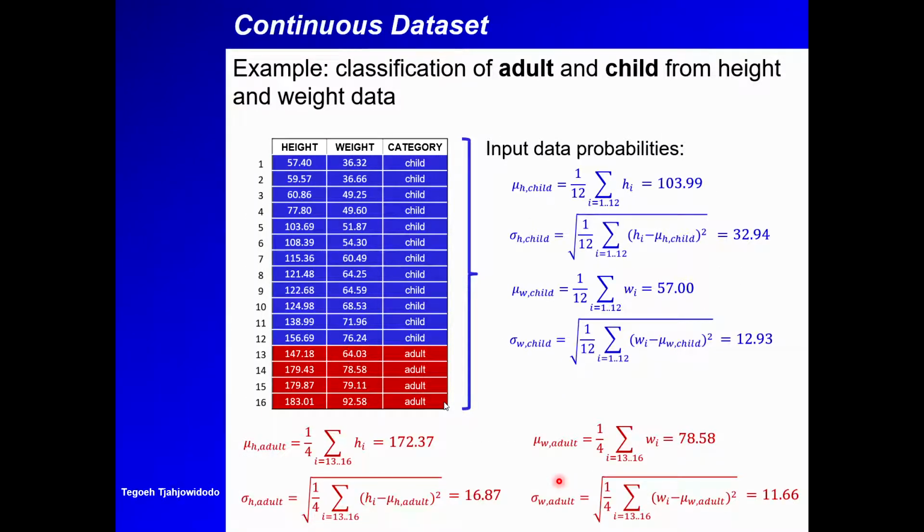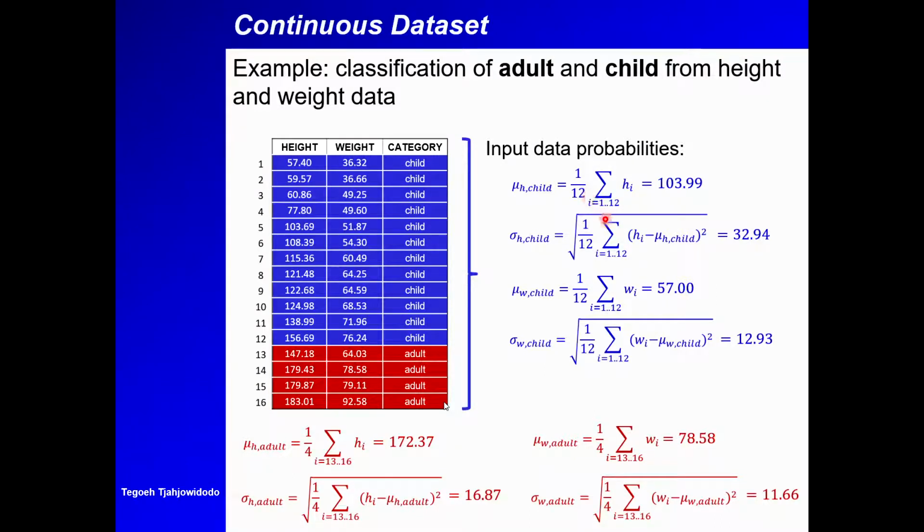So I have already calculated for you. We need to calculate first the mean of the height of a child. We have 12 samples here, so I just calculate the mean. I divide it by 12. I sum all of the heights, 57.4, 59.57, all the way until 156.69. I sum them all and then I divide it by 12 because I have 12 child samples, right?